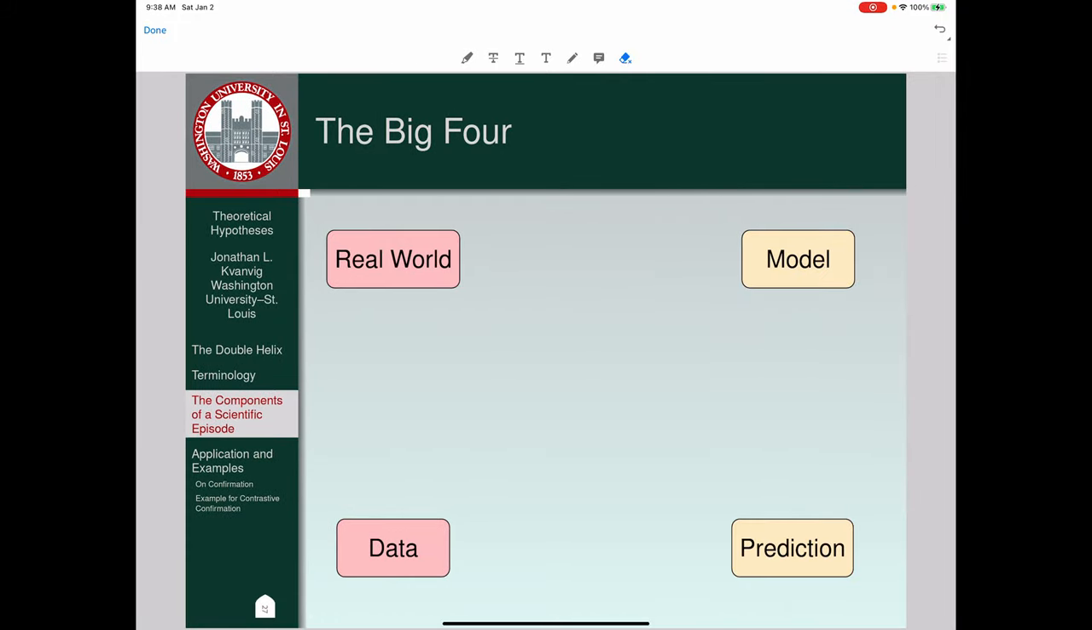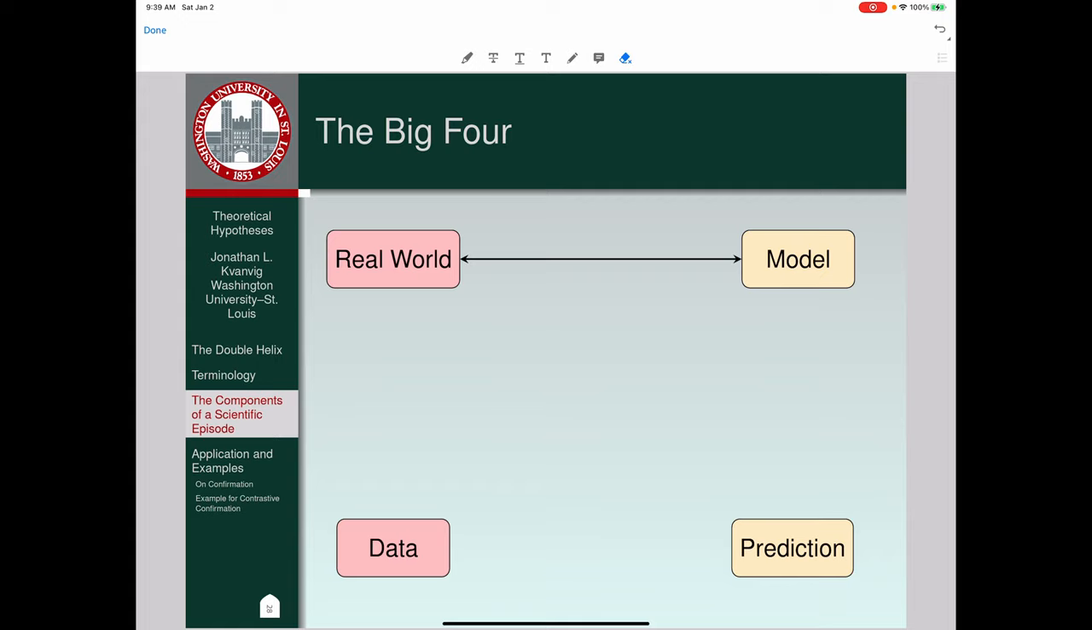The third and fourth parts are what we get from testing. From the model, we have to get a prediction of one sort or another. And then once we do an experiment or gather some data, we'll be in a position to assess how accurate the model is to what the real world is like. So the first big four elements in the structure that aims to understand how scientific reasoning works are the real world, a model of it, a prediction from the model of what to expect when we run an experiment or take a look at what the real world is like, and then the data that we generate when we take a look at what the world is like.